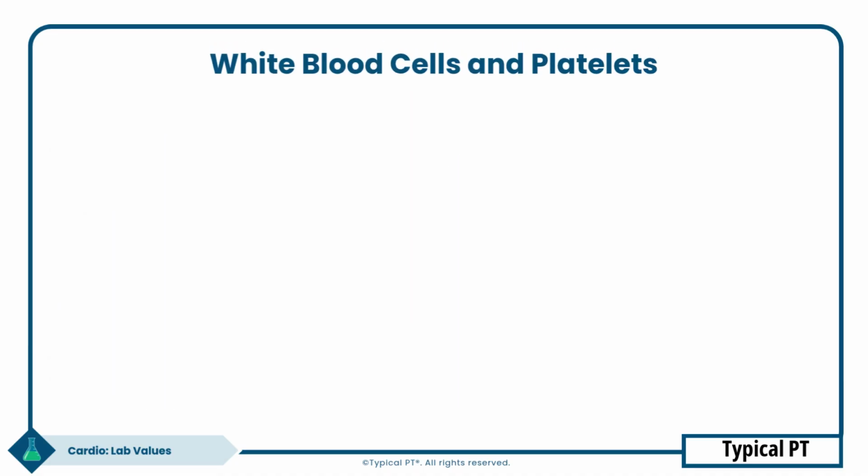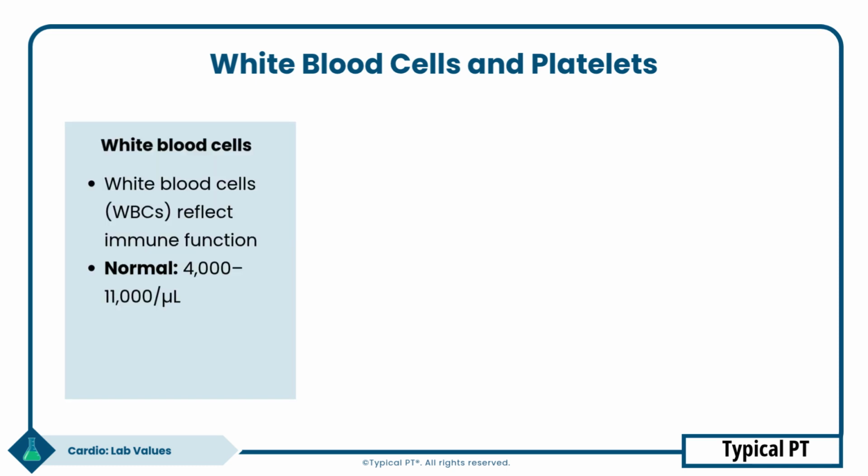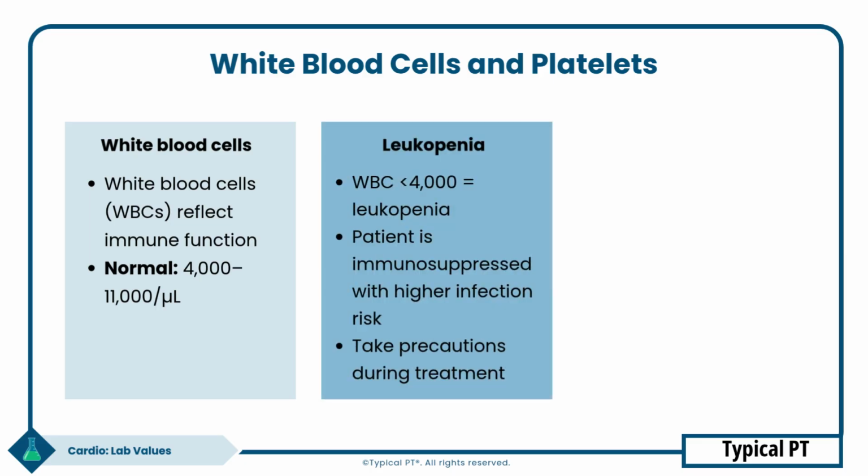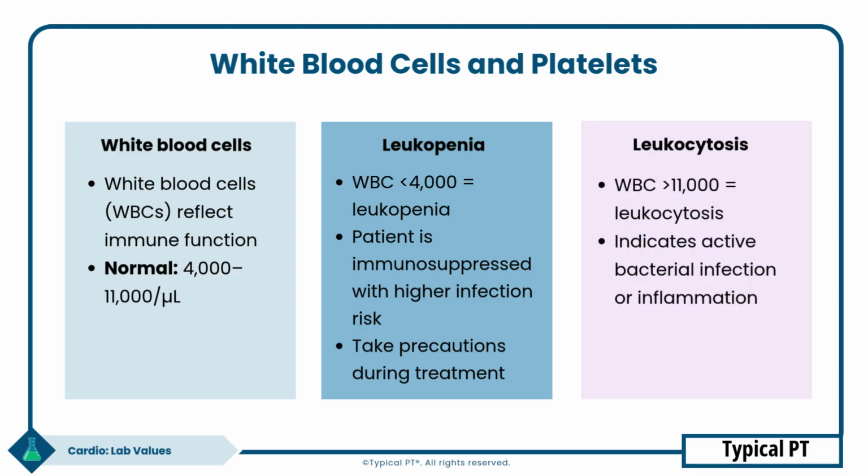Now let's move on to white blood cell and platelet count. White blood cells reflect the immune system. Normal range is 4,000 to 11,000 cells per microliter. Below 4,000 is leukopenia, meaning the patient is immunosuppressed and at increased infection risk. Consider precautions in your treatment setting. Above 11,000 is leukocytosis, indicating active bacterial infection or inflammation.